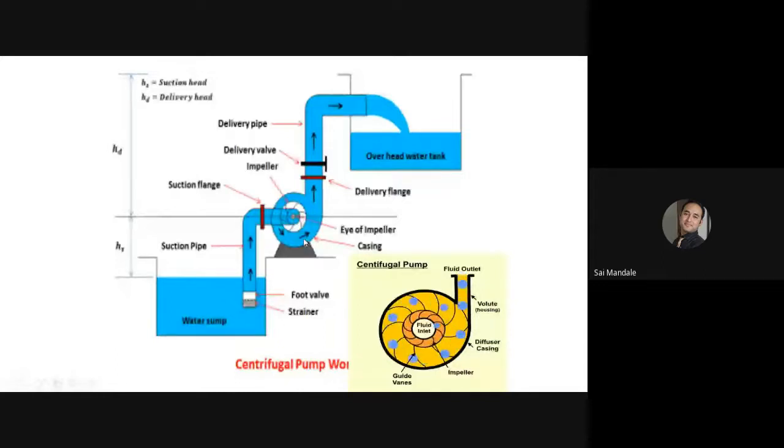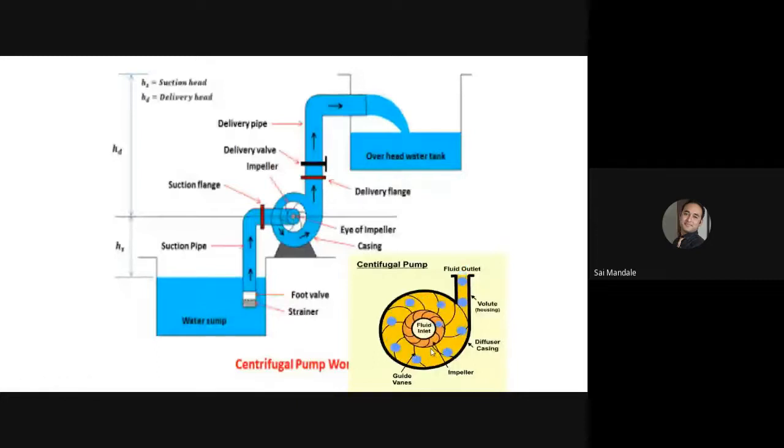So the fluid is going out of the system. This casing is called a volute type of casing, and the ring provided in between the casing is called a diffuser. Then that is the impeller, and here are the guide vanes. So what are the different functions? Let us see.